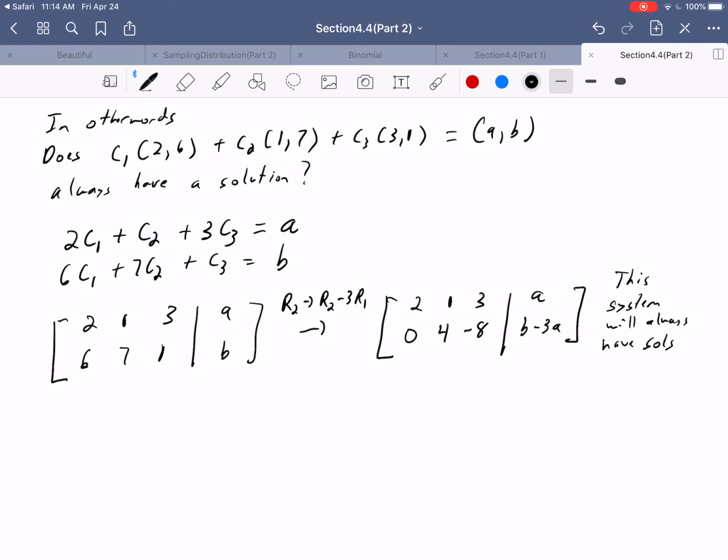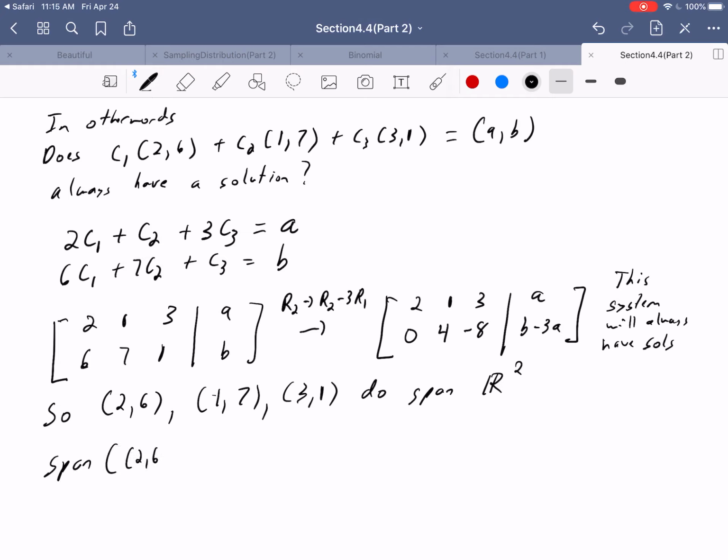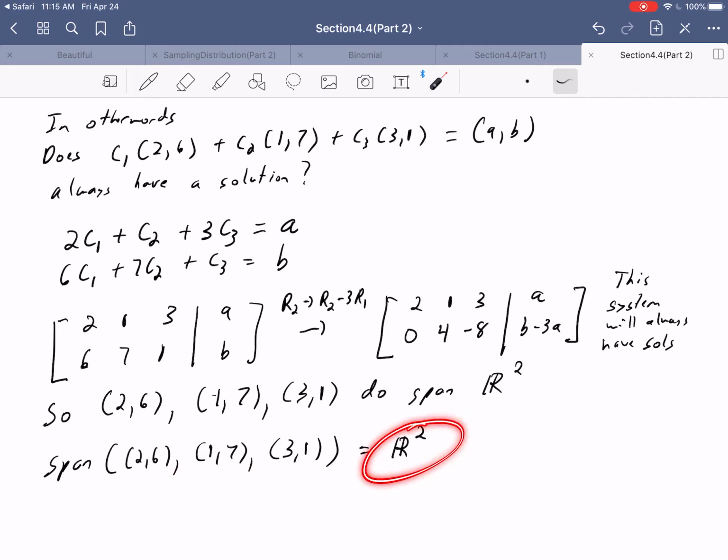So it does. What this tells us is that (2, 6), (1, 7), (3, 1) do span R2. In other words, you could say that the span of (2, 6), (1, 7), (3, 1) is equal to R2. So either phrasing is fine. You can say that these 3 vectors span R2, or you can say that the span of those 3 vectors is R2. You might be asking yourself, how do I know that the span isn't something even more than R2?